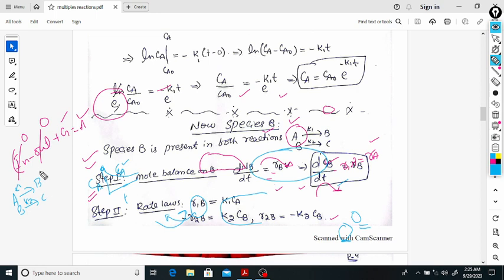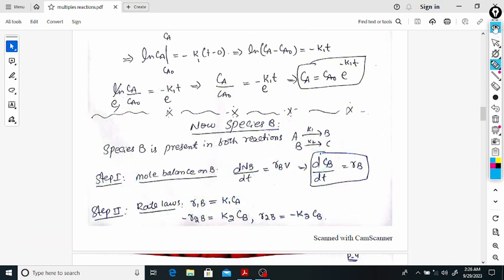So the rate of formation of component B in reaction number 1 is equal to K1CA, and the rate of consumption, so minus R2B in reaction number 2, the rate of consumption of component B will be equal to K2CB. So from here, the rate of formation of component B in the first and second reactions will be equal to RB. The rate of formation in both reactions will be equal to R1B plus R2B. So combine these two, it will be equal to K1CA, and this will go to this side, so it will be equal to minus K2CB.